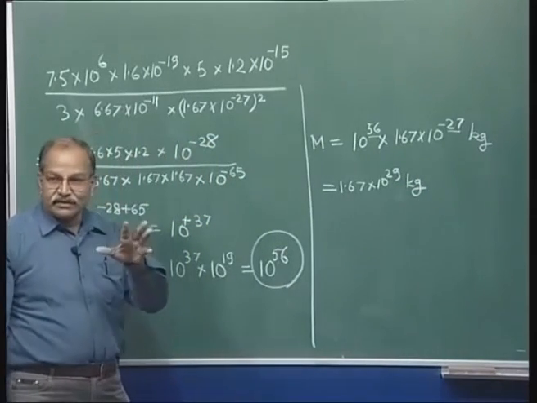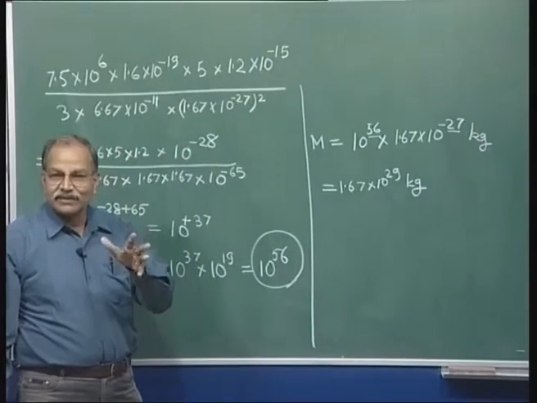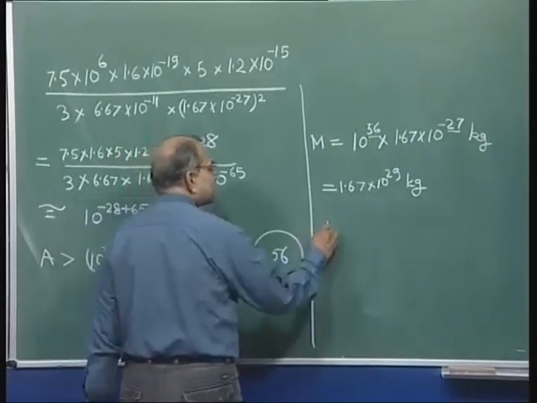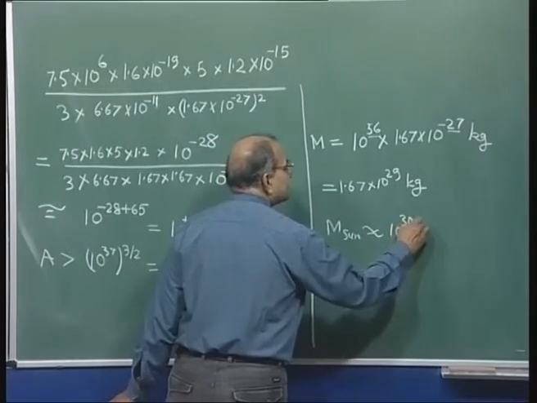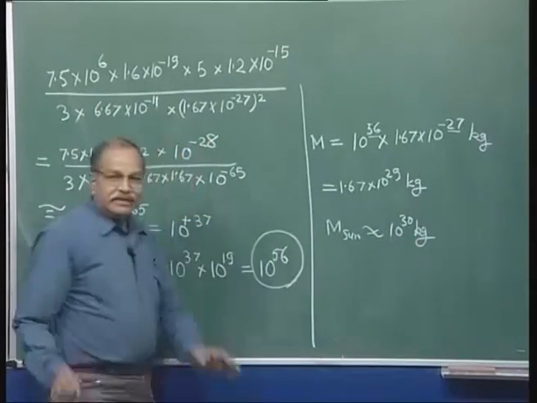The mass of the sun is around 10 to the power 30 kg. So, you see, it is giving you the right order.